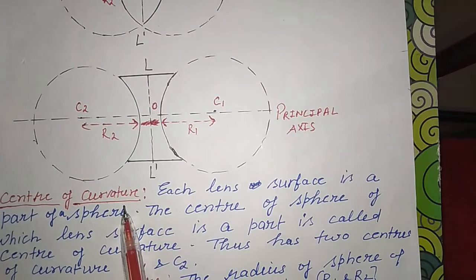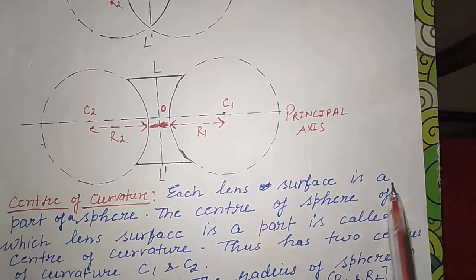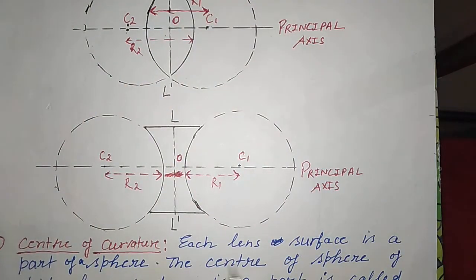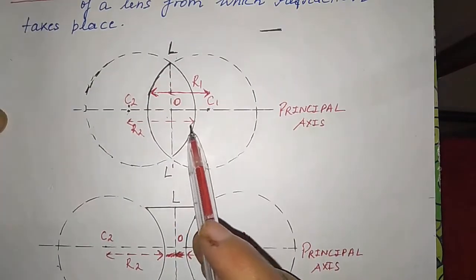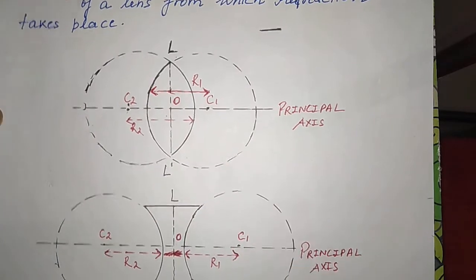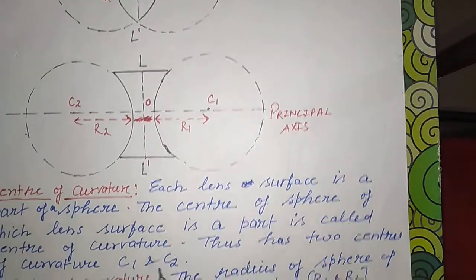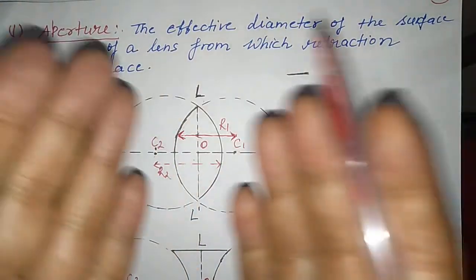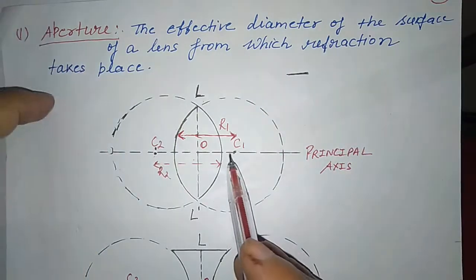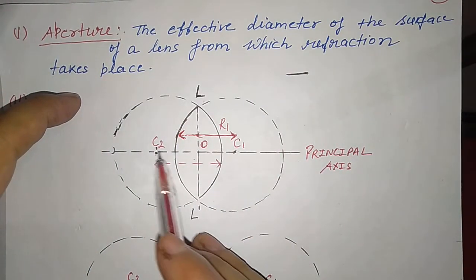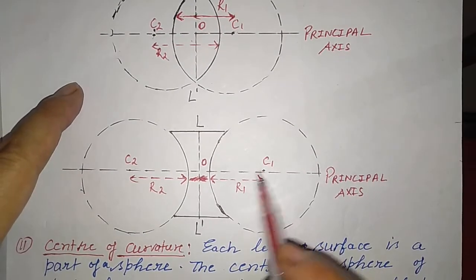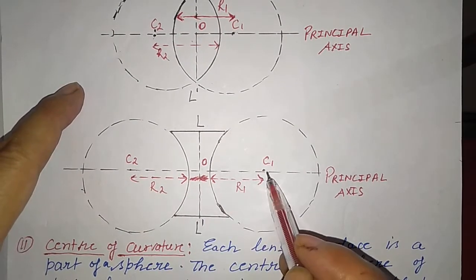Next one is the center of curvature. Each lens surface is a part of a sphere. The center of the sphere of which a lens surface is a part is called the center of curvature. Both surfaces are made by two spheres, and two spheres means two centers. So it has two centers, C1 and C2. Similarly, in the concave lens, this is C1 and C2.